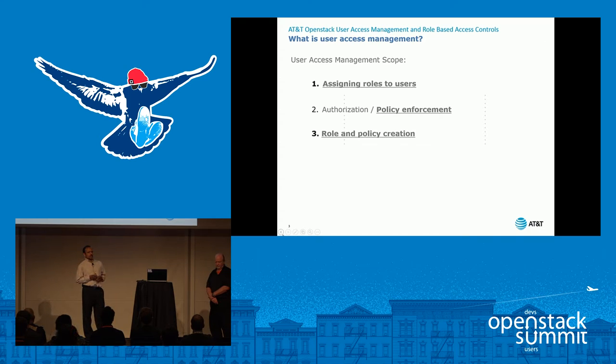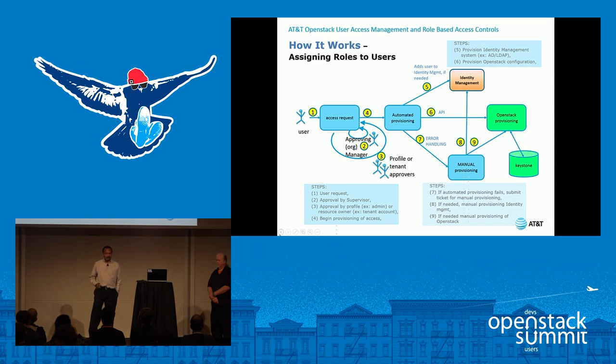How exactly is it done in AT&T space today? We're going to talk about a couple of projects: one is a user access management system, and another is role-based access control. When a user wants access, they'll be assigned to certain roles, and that's how we grant them the privileges to access the tenants as well as the OpenStack instances. We'll also talk a little about authorization and policy enforcement, as well as role and policy creation, which Mike is going to cover. Now, how exactly does it work in AT&T space today?